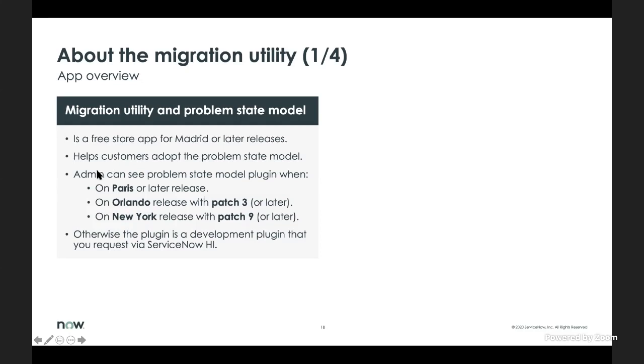As an admin on your instance, you will be able to see and activate the problem state model plugin, which we're going to look at later in the demo. You'll be able to see and do that yourself if you're on Paris or a release after Paris. If you're on the Orlando release, you need patch 3 or later to be able to see this plugin directly. If you're on New York, you need patch 9 or later to see this plugin. If you don't have the required patch, you can still use the migration utility. It's just that the problem state model plugin is a development plugin, so your admin will not be able to see it, but they can request it via the ServiceNow HI mechanism. We'll talk a little bit more about that later as well.